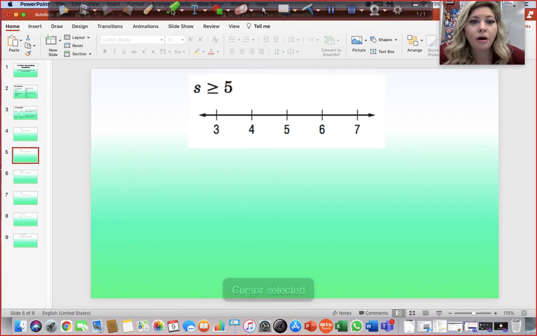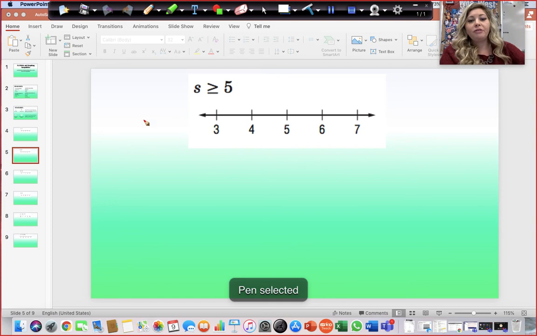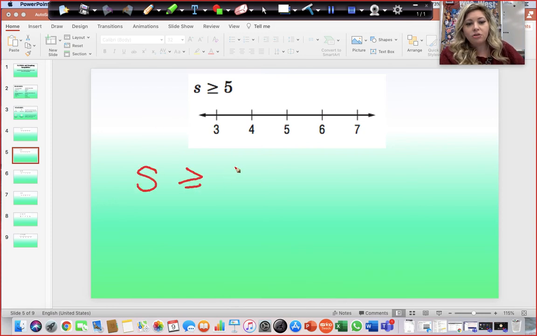Okay, we've got S is greater than or equal to 5. S is greater than or equal to 5. So we are going to circle 5, but we are also going to color it in because it says "or equal to," which means we could include 5 for S. So we're going to color it in because there's that line underneath it.